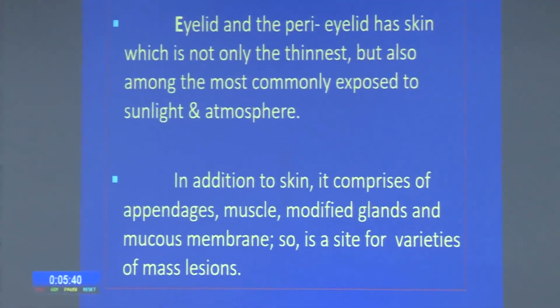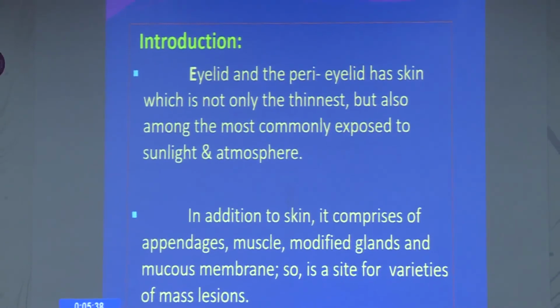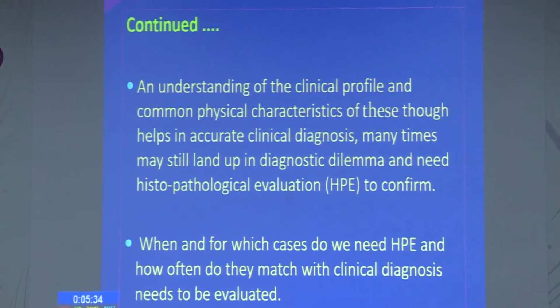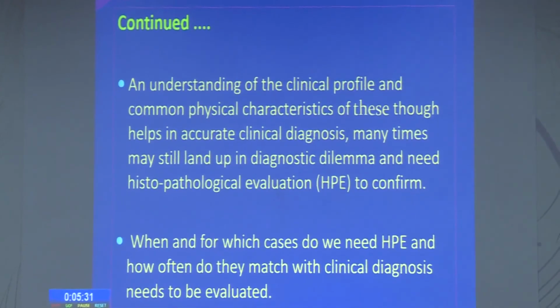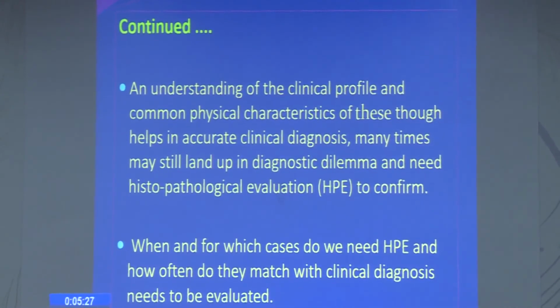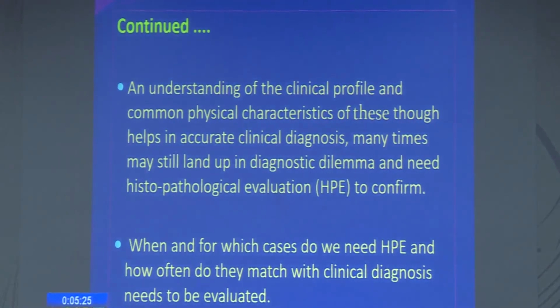In addition to skin, it comprises appendages, muscle, modified glands, and mucous membrane, so it is a site of varieties of mass lesions. An understanding of the clinical profile and the common characteristics of these helps in diagnosis, but many times may still end up in a diagnostic dilemma and may need histopathological confirmation.